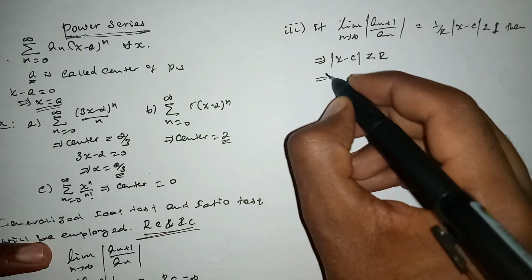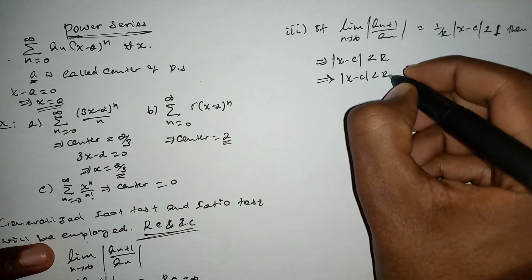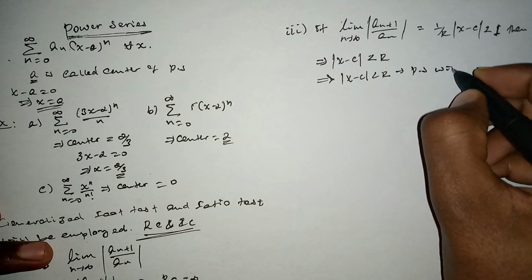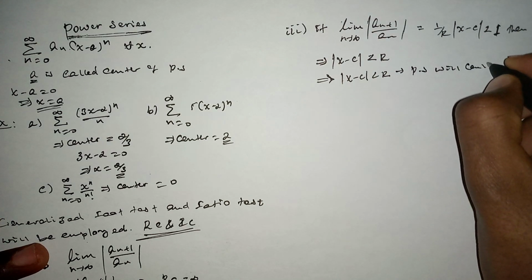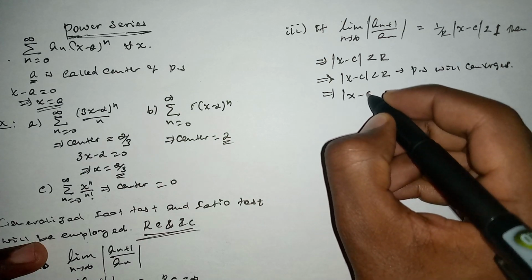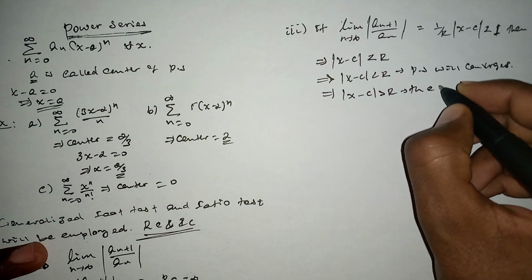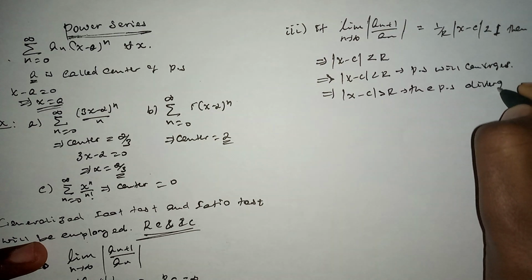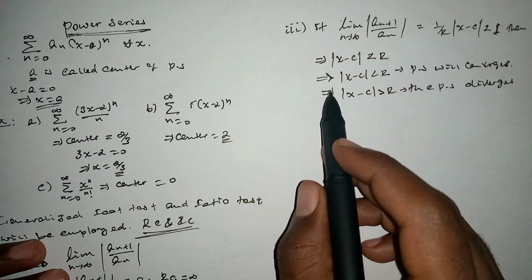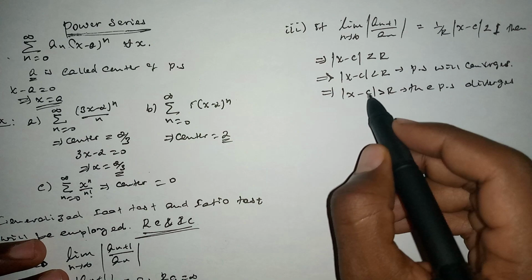But what do I mean by this? This means absolute value of x minus c is less than r. If this is true, the power series converges. But if absolute value of x minus c becomes greater than r, the power series diverges. So we will find the radius of convergence and interval of convergence of the given series depending on whether the absolute value of x minus c is less than r or absolute value of x minus c is greater than r.